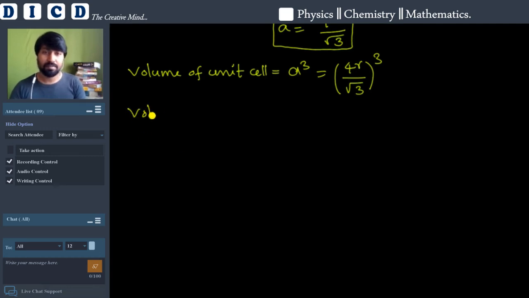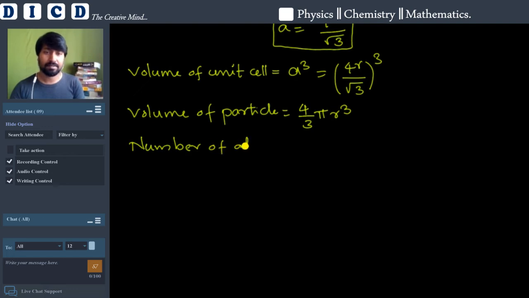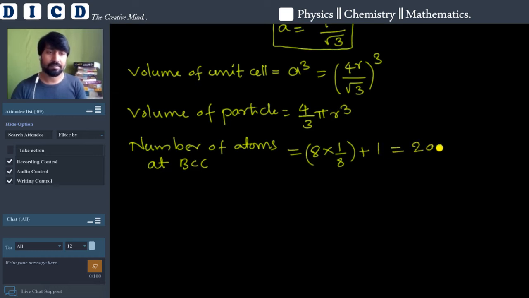Then as usual, the volume of an atom or particle: we consider the particle as spherical, therefore it becomes 4 by 3 pi R cube. Now the number of atoms in BCC, body-centered cube, is equal to, see, there are 8 atoms at the corner, each atom shares its 1 by 8th portion, plus 1 atom present at the center, that is equal to 2 atoms. So in the BCC, there are 2 atom portions present.